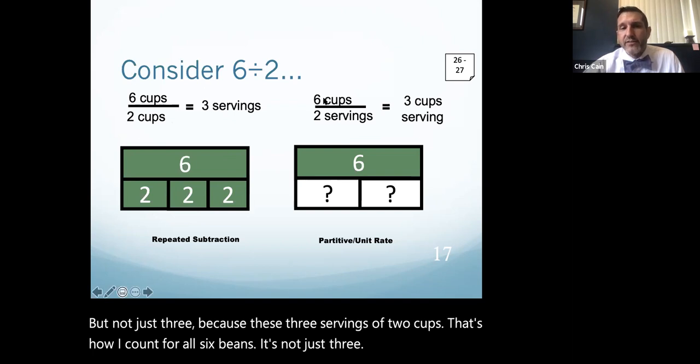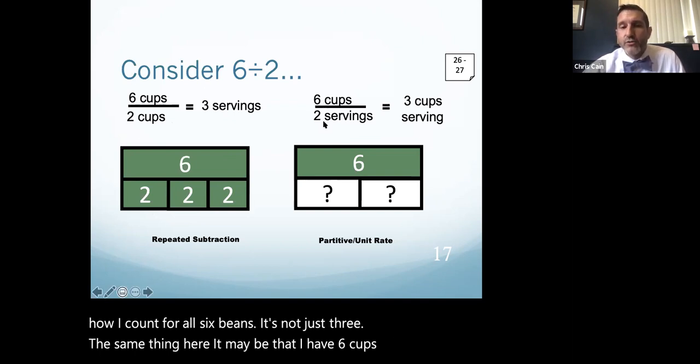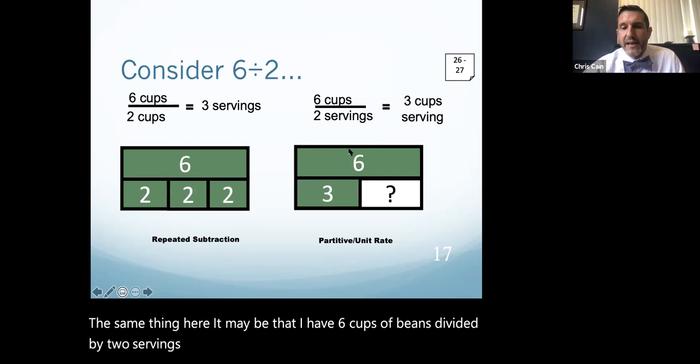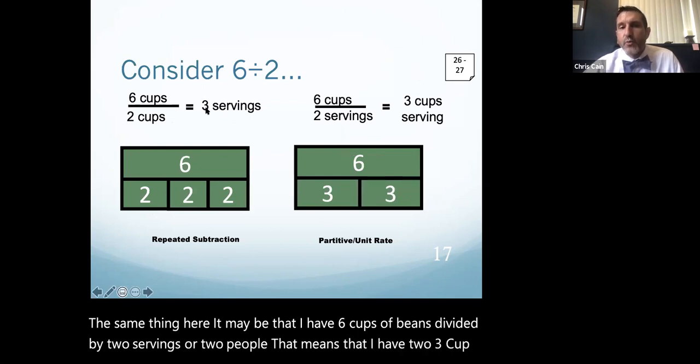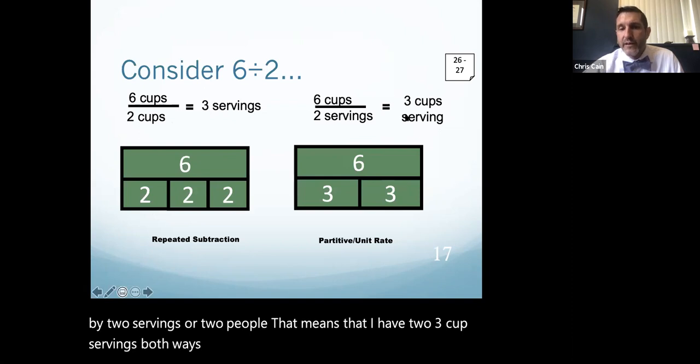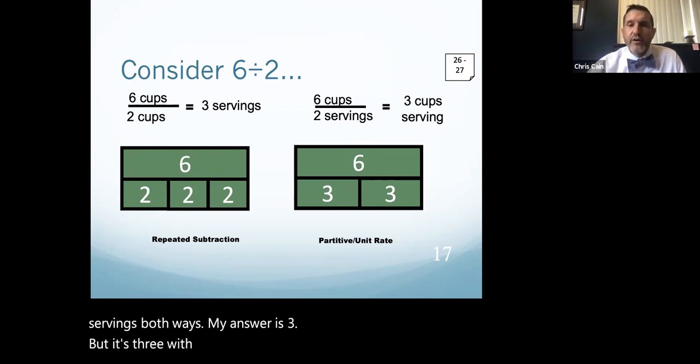The same thing here. It may be that I have 6 cups of beans divided by 2 servings or 2 people. That means that I have 2 3-cup servings. Both ways, my answer is 3. But it's 3 with a lot more meaning. It's either 2 3-cup servings or 3 2-cup servings.